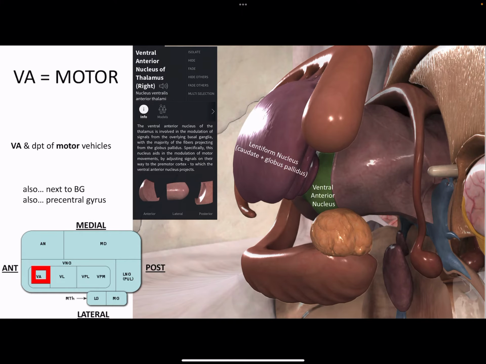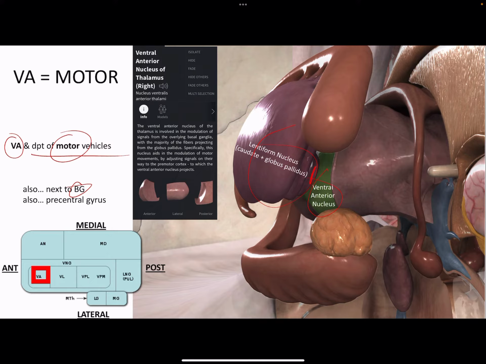The ventral anterior, one dumb way you can think of this is like the VA, a government institution, like the Department of Motor Vehicles. And so this has to do with the motor functionality of a person. You can also remember that it's next to the basal ganglia, right? This ventral anterior is right next to the lentiform nucleus, specifically the globus pallidus internus. It's directly adjacent.